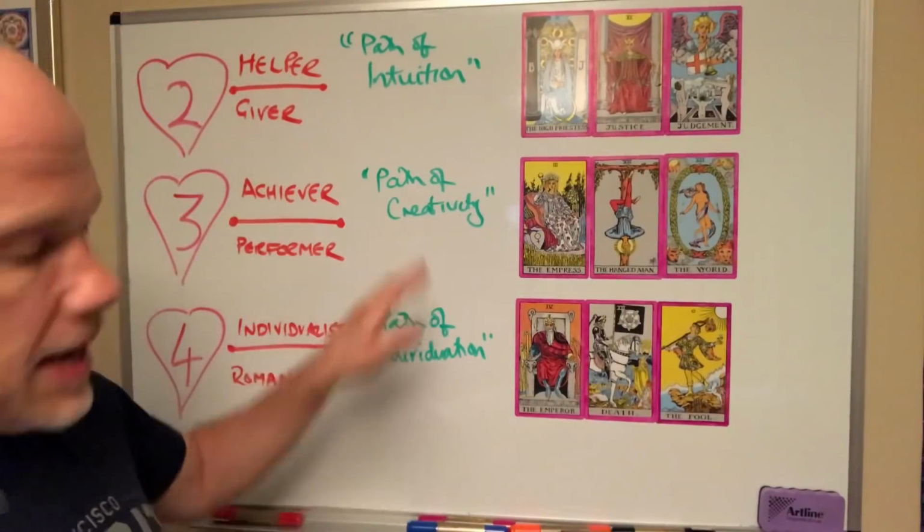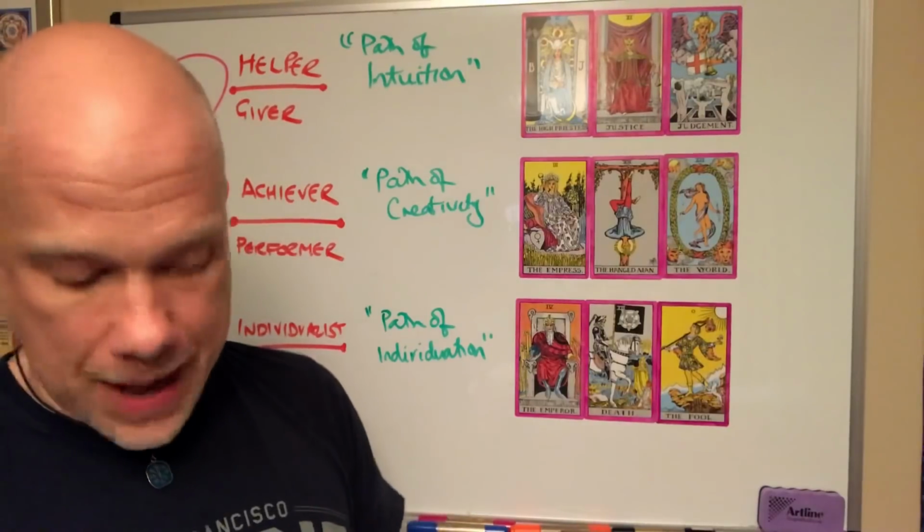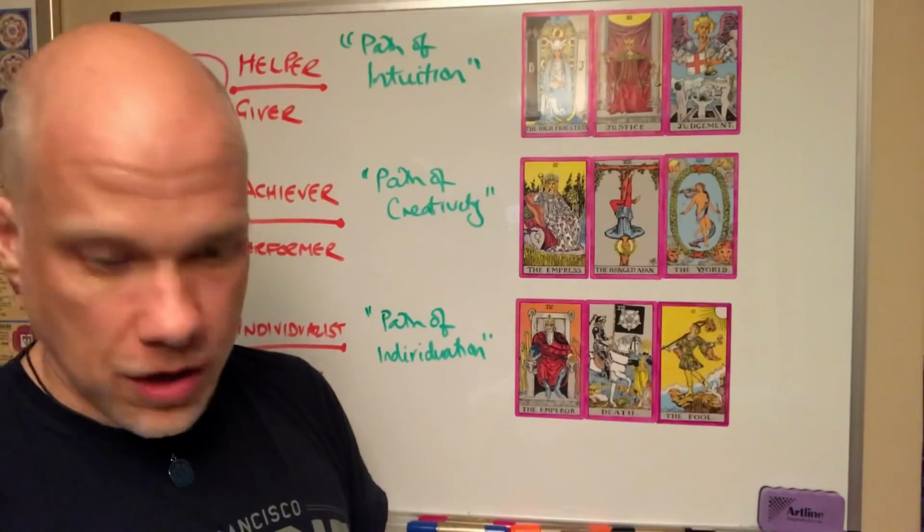So now number 3, path of creativity, and we have the Empress, the Hangman, and the World. Just making sure I put the right cards up there.